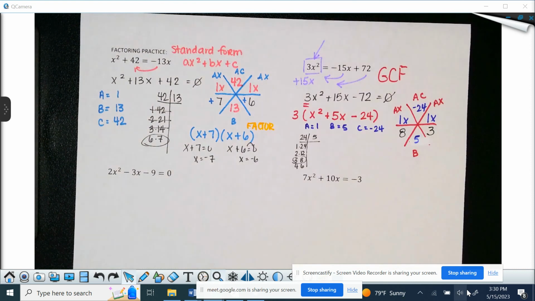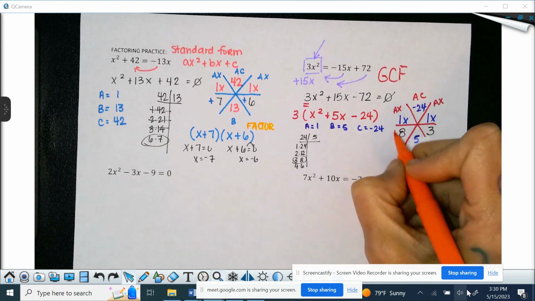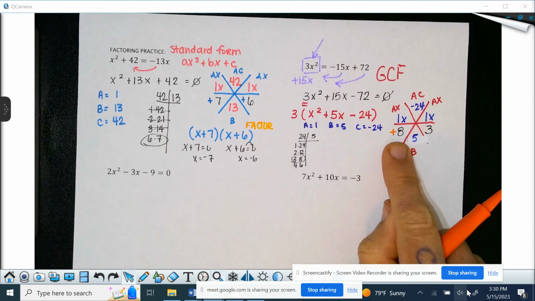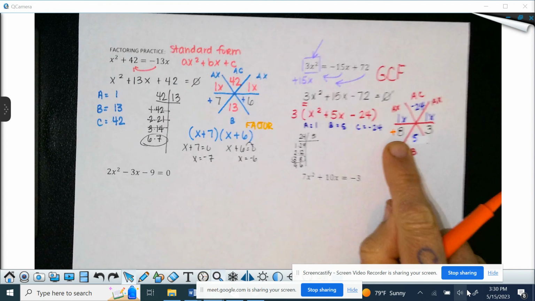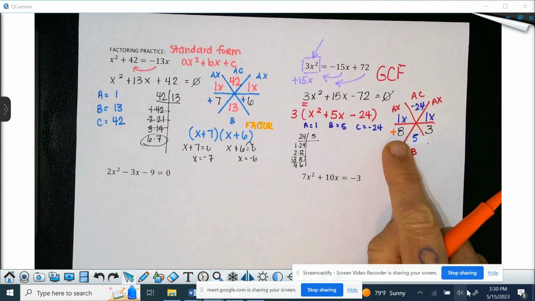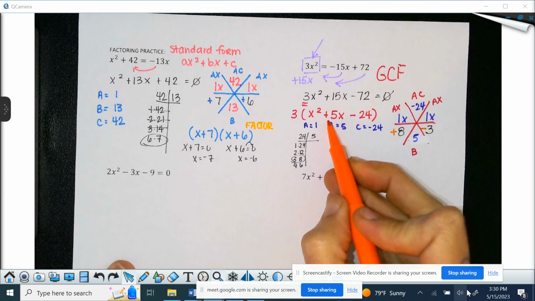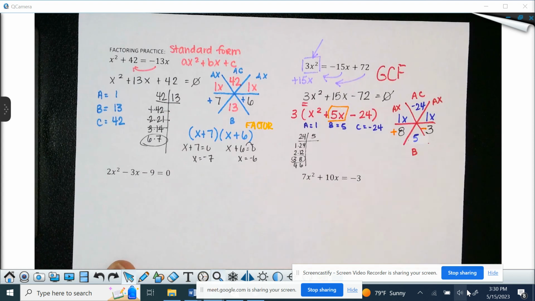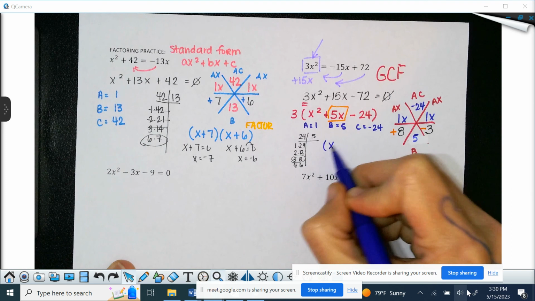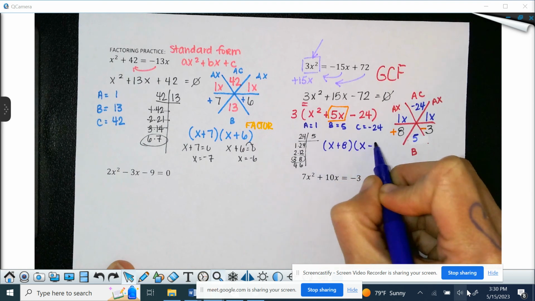Is my B value positive or negative inside this parentheses? Positive. So the larger one's going to be positive. If I have $8, but I need to have $5, what am I going to do with that 3? Add it or subtract it? Good. Subtract it, because then I'll have 5 like I need. This is that 5 I'm looking for. So then my factors are x plus 8 and x minus 3.